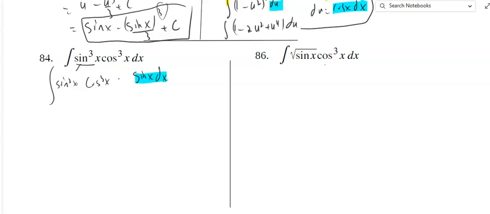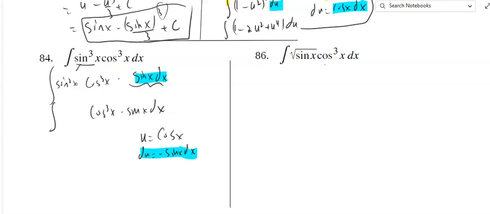Now, I am aware this is my du, and I know that I must let u equal the cosine of x, because the derivative of cosine contains the sine. Again, you could be off by a plus or minus, that's not an issue. Which means I'm going to add an extra step. There's cosine cubed of x. I need to get rid of this sine squared and say that's 1 minus cosine squared of x.